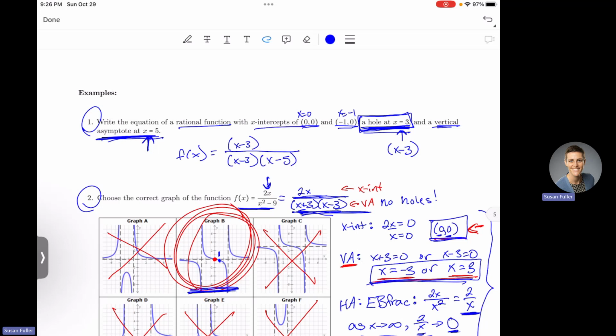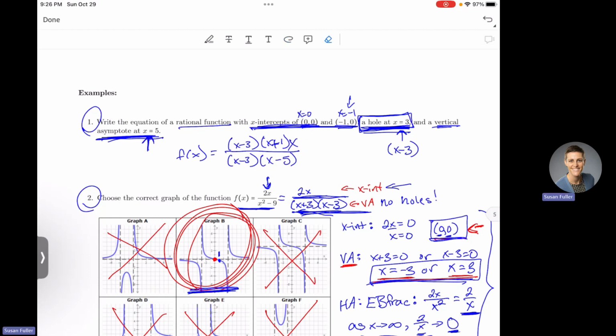And then how about our x-intercepts? These guys come from the top of my function. So I know I need to add something up here to the top of my function to create x equals negative 1 as an intercept. I'm going to need x plus 1 to appear up here. That would create an x-intercept at x equals negative 1. And then I also need an x-intercept at x equals 0, which means I need a factor of x minus 0, or just x, right?